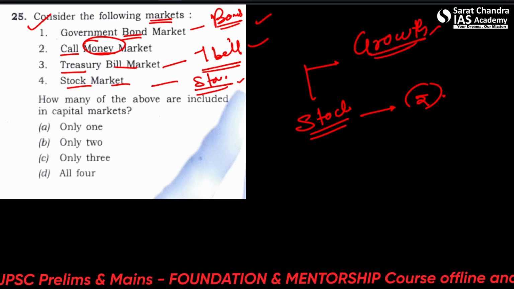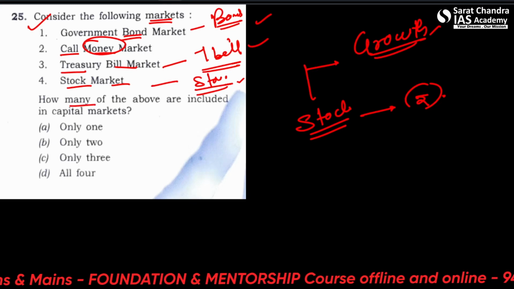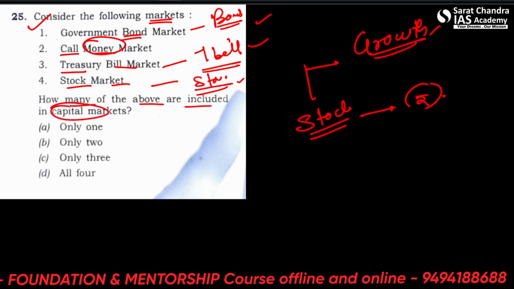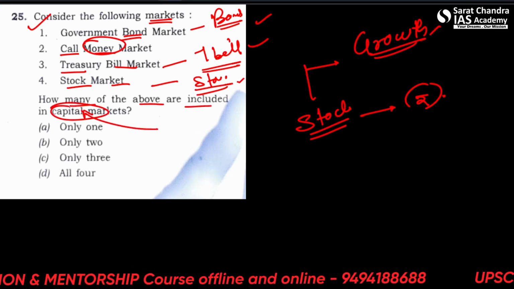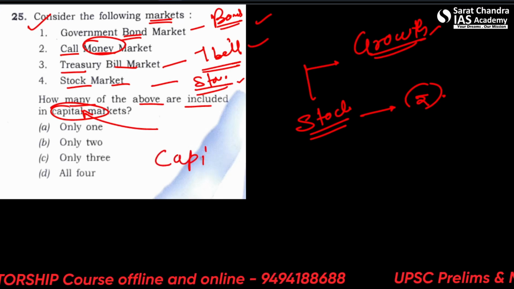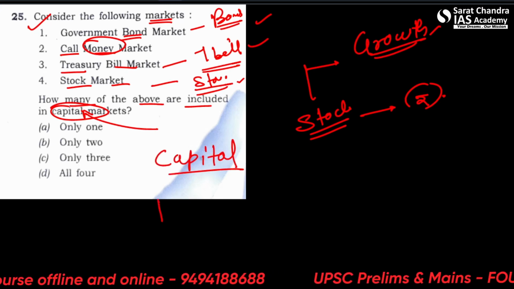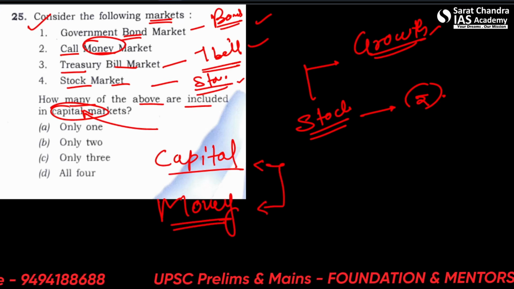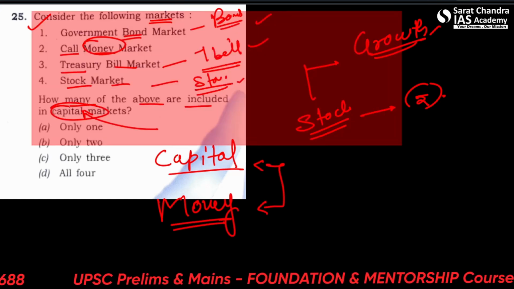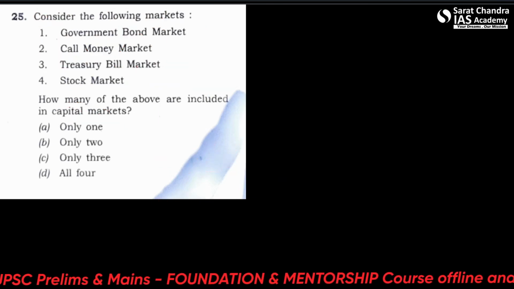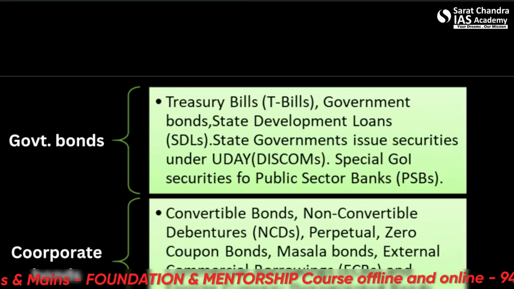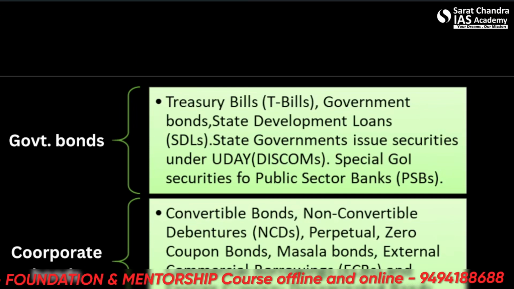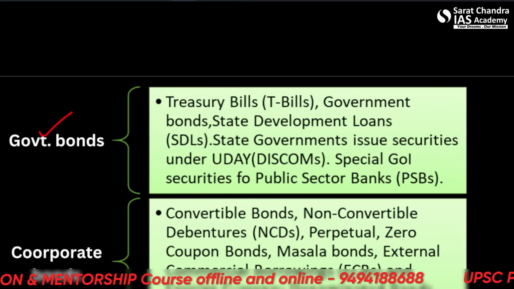The question is asking how many of the above are included in the capital markets. Capital is different from money directly. Let's talk about the bonds first. What are the types of bonds? There are government bonds, there are corporate bonds.